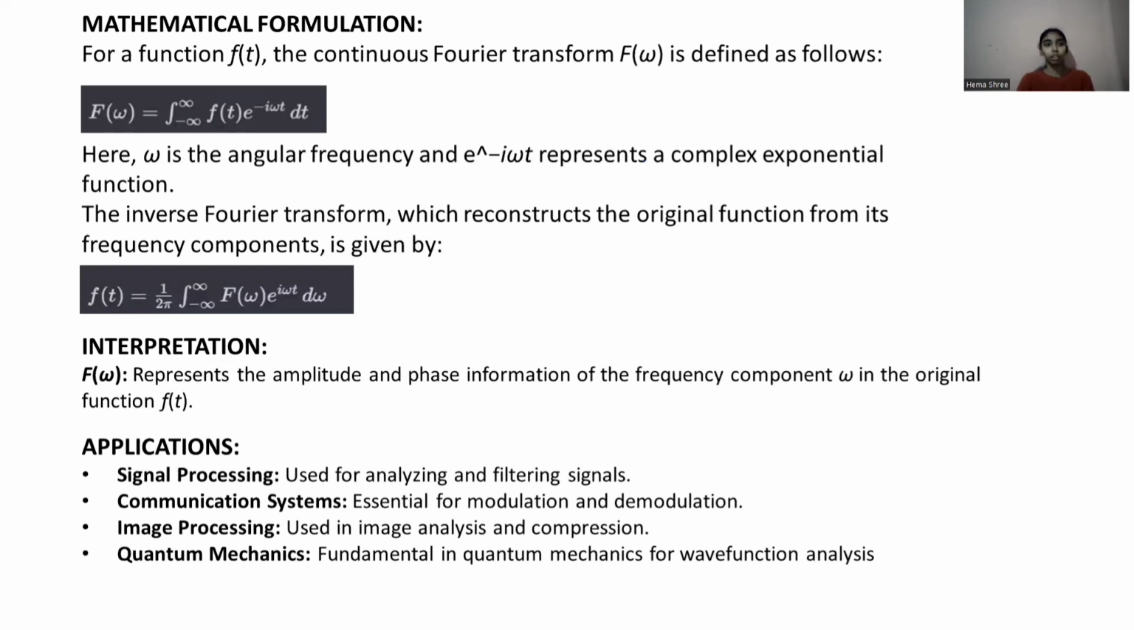Mathematical formulation. For a function f of t, the continuous Fourier transform of f for w is defined as follows. Here w is an angular frequency, also known as omega, and e to the power minus i w t represents a complex exponential function. The inverse Fourier transform, which reconstructs the original function from its frequency components, is given by this.